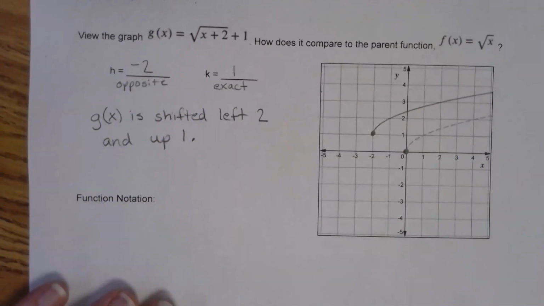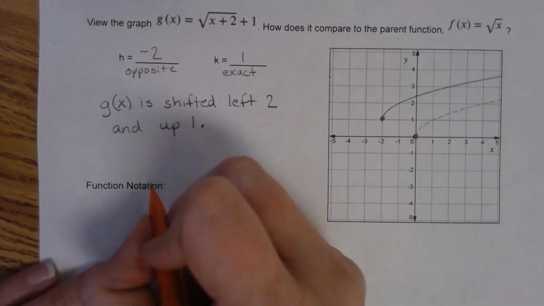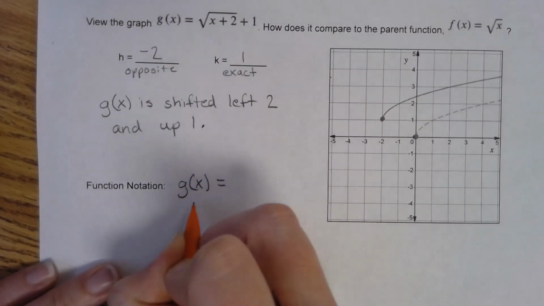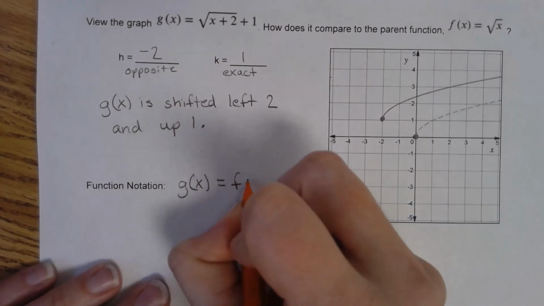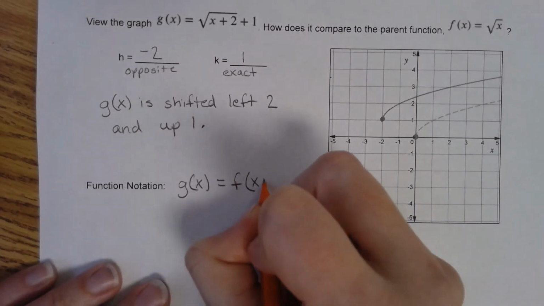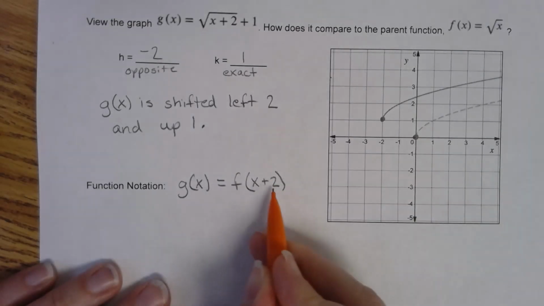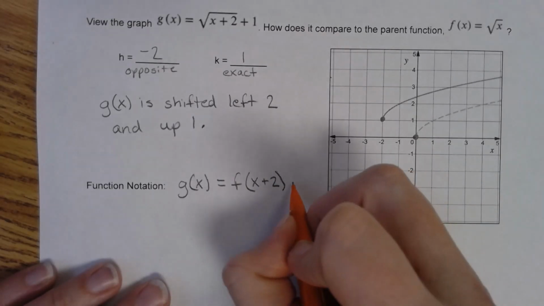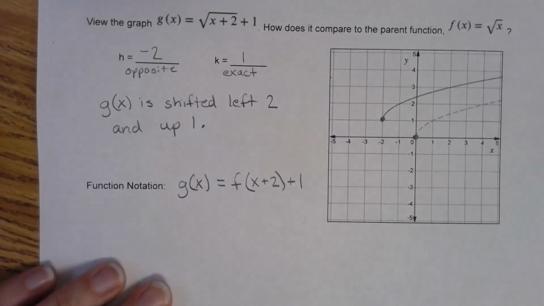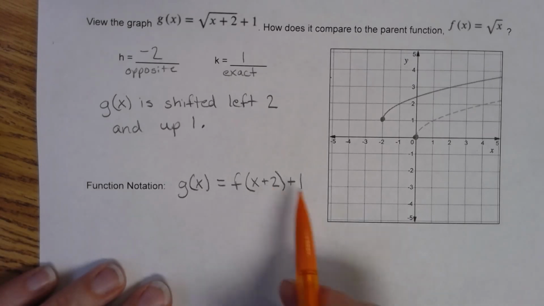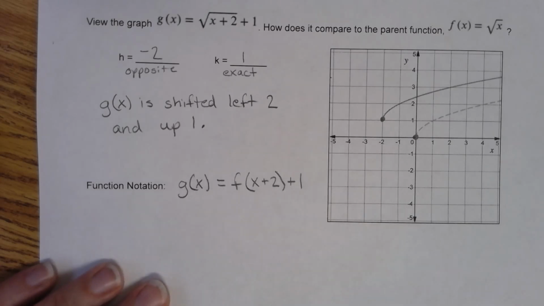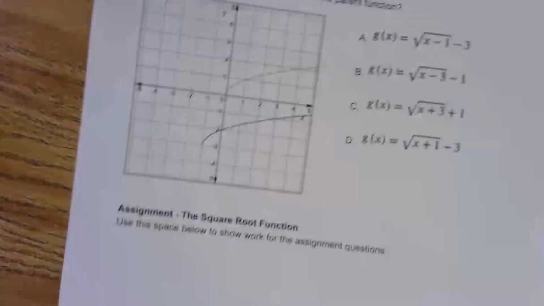To write the function notation for this g of x function, we can say that g of x is going to be the main parent function f of x, where we had to add 2 to our x values, and then plus 1 on the outside of the function to cause that vertical translation. So f of x plus 2 on the inside, and then the plus 1 on the outside to represent those transformations. Now you try the next one on your own.